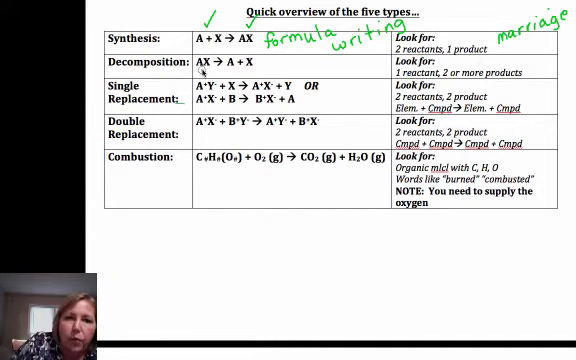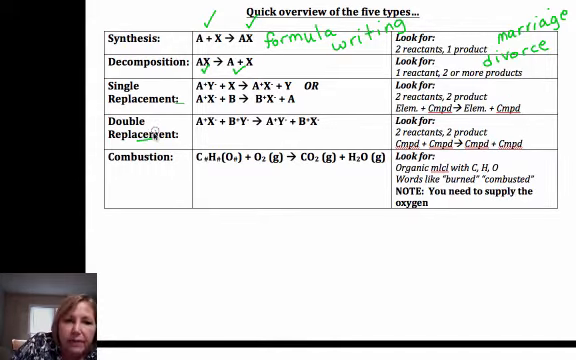Decomposition is 1 going to 2. It's not the most pleasant analogy, but it works. That's something like a divorce. And what you'll be looking for is the fact that there will be only one reactant present. That will be your key indicator that it's a decomposition.